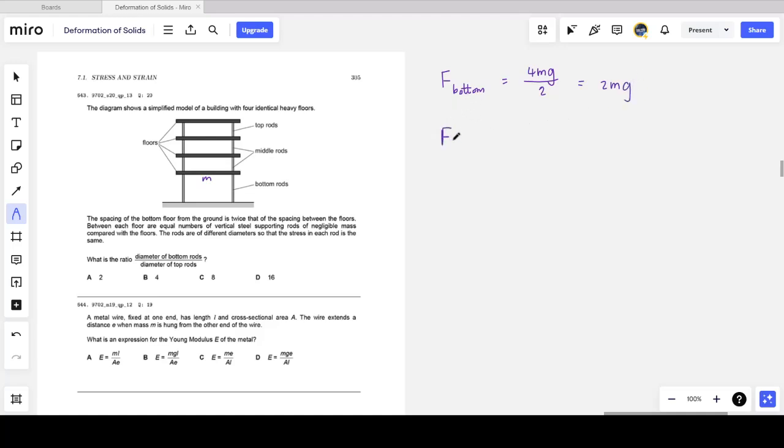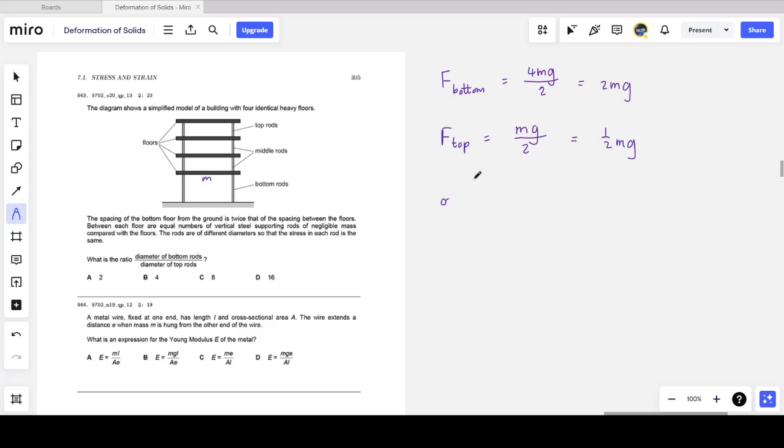Now, what about the force that is felt at the top rod? The top rods only have one floor to contend with. So it only has 1 mg, but it's going to share this between 2 rods. So that's mg over 2. And so the force on each of the 2 top rods is half mg.